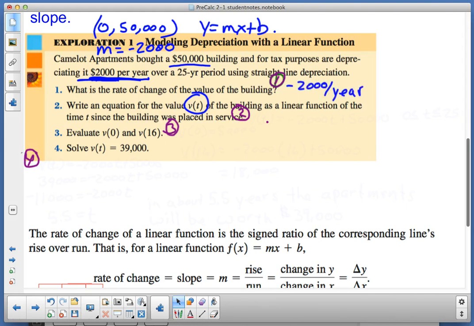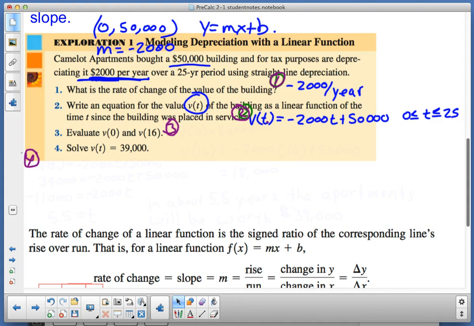Write an equation for the value V of t of the building, t being time in years, as a linear function. If we go y equals mx plus b, with m being our constant rate of change of negative 2,000, and our y-intercept value of 50,000, we come up with V of t equals negative 2,000 t plus 50,000, t being time between 0 and 25 years. So I can put in whatever year it is since I've purchased the building to find out how much it's depreciated, how much is left as far as its cost to me on my sheets for my value assessment.